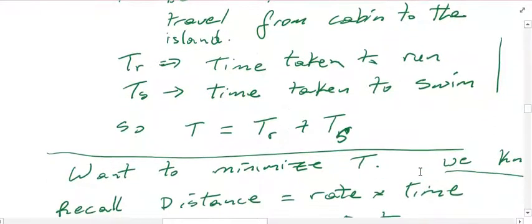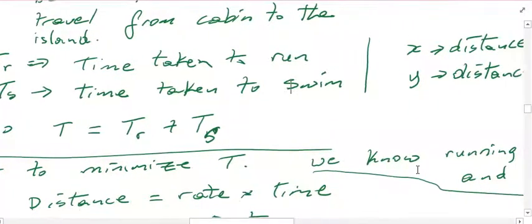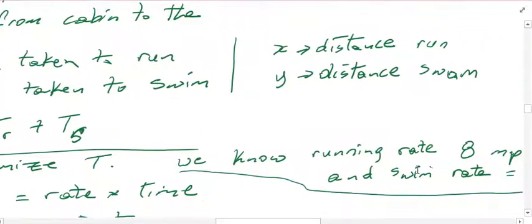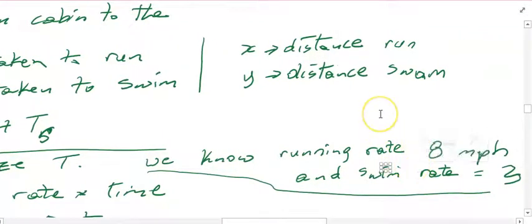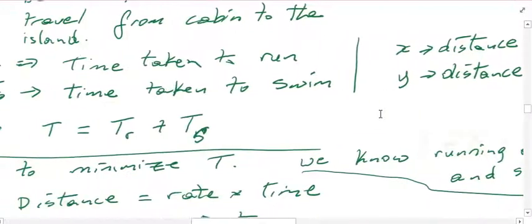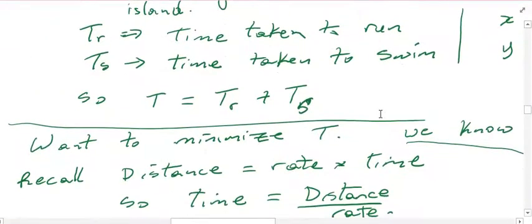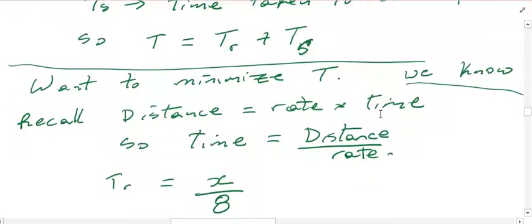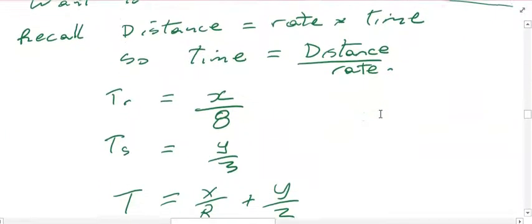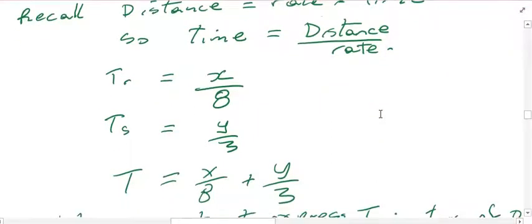We know that our running rate was 8 miles per hour and the swimming rate was 3 miles per hour. Also, the distance is equal to rate times time. So time will be equal to distance over rate. So let us put that in the context of what we know then. T sub r will be equal to x over 8 and T sub s will be equal to y over 3. So therefore, T will be equal to x over 8 plus y over 3.